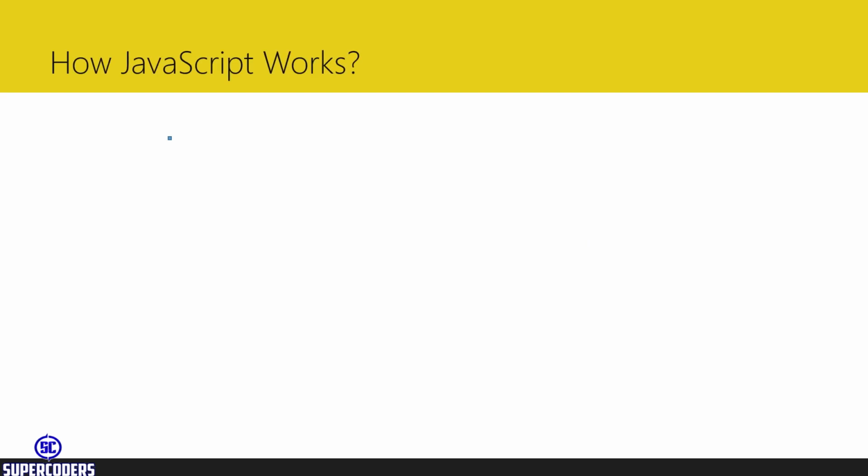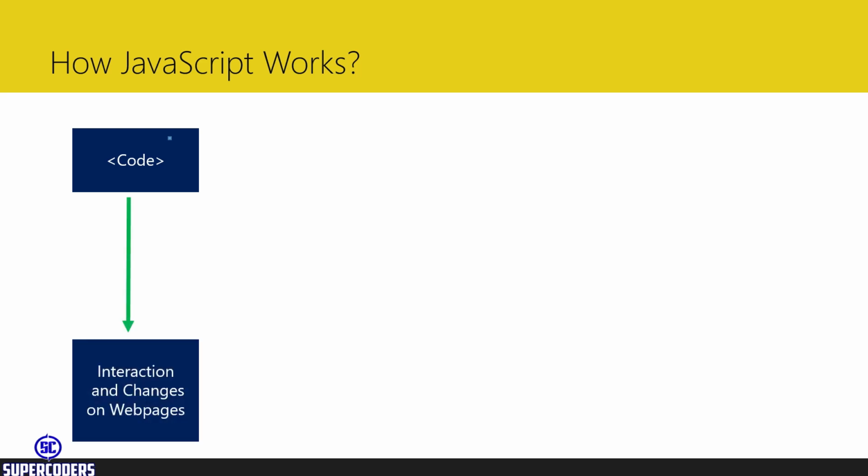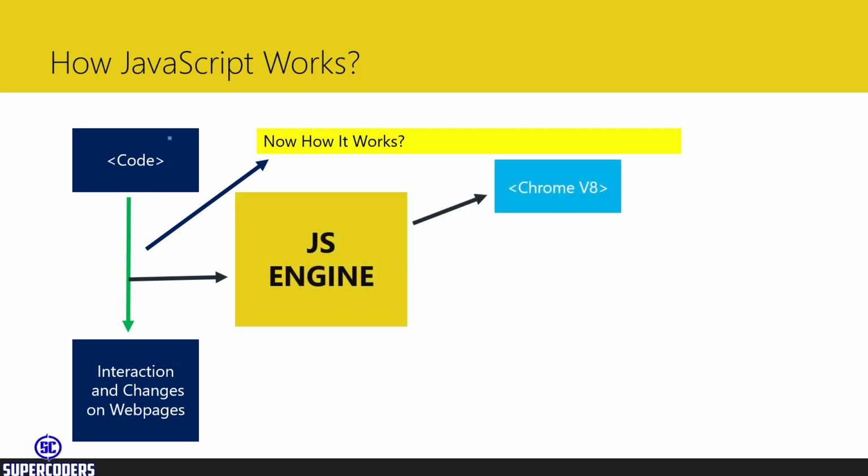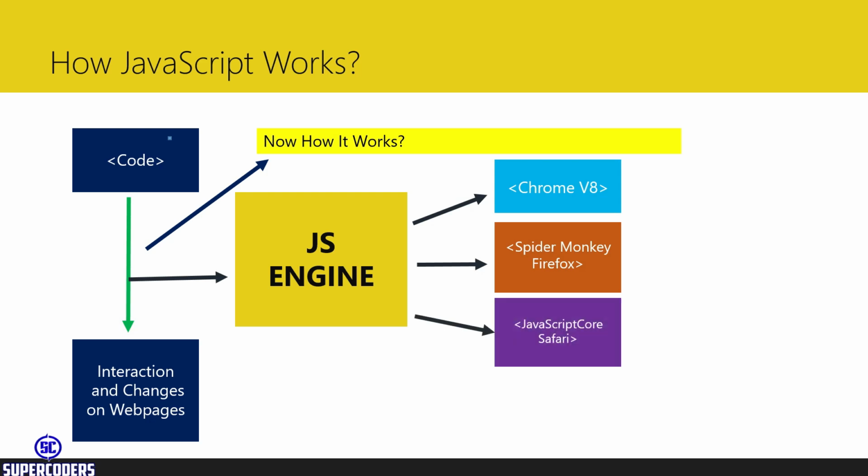So how does JavaScript work? First is our code, then the interaction changes on the web page. So how do these two blocks work together? Between this code and the interaction of web pages comes the JavaScript engine. Every browser has a different JavaScript engine. Chrome has the V8 engine, Firefox has the SpiderMonkey engine, and Safari has the JavaScript Core engine. These three engines run in the browser and come by default.